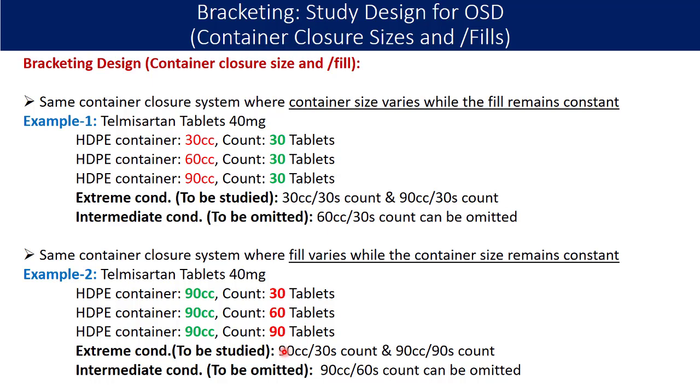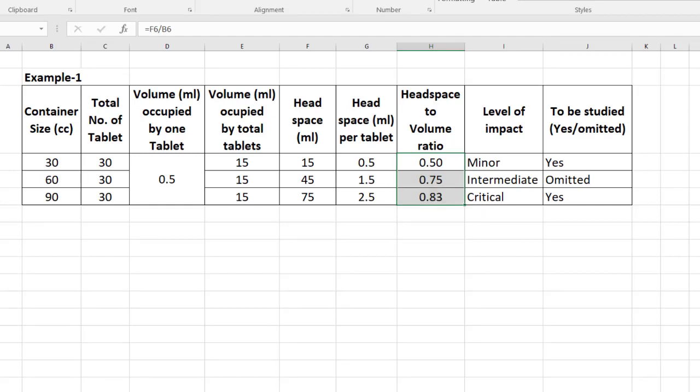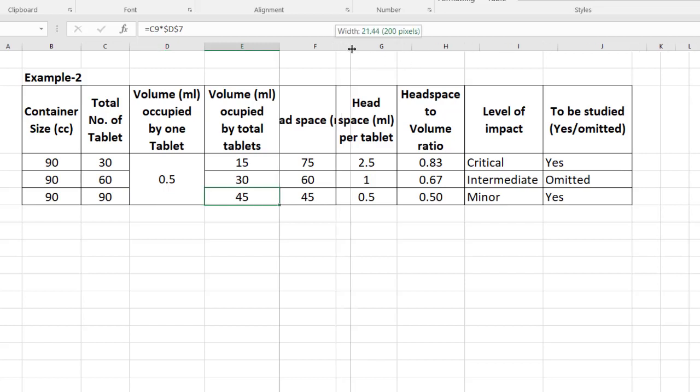Now, before I discuss extreme and intermediate, let us go back to the same Excel sheet to understand how this can be calculated. Let me bring the Excel sheet on the board, and here is example number 2. In this example, the size of the container is going to remain constant, but the fill is going to get varied: the 30 count, the 60 counts, and the 90 counts. I have used the same Excel sheet. The volume occupied by one tablet is considered to be 0.5 ml. Then I got that the volume occupied by total tablets is now 15 ml in case of 30 counts. Then in another case with 60 counts, it just becomes double, 30. And for 90 count, it becomes 45, isn't it?